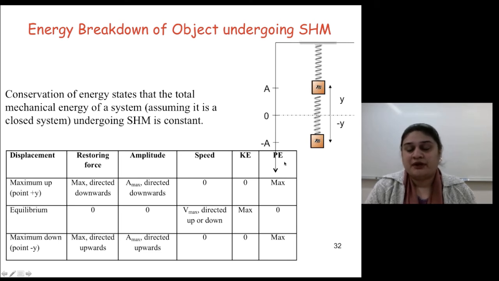At the maximum in the other direction, the same thing will happen: speed will be 0, kinetic energy will be 0, potential energy will be maximum. At the point of equilibrium, however, you will have maximum kinetic energy and minimum potential energy, actually 0 potential energy.